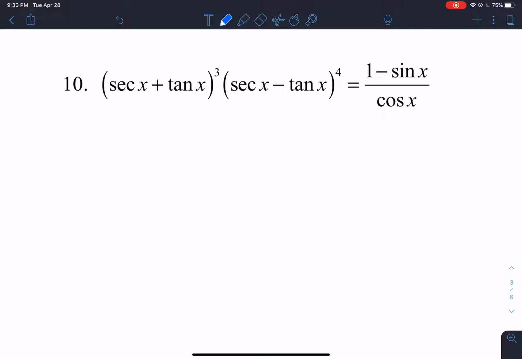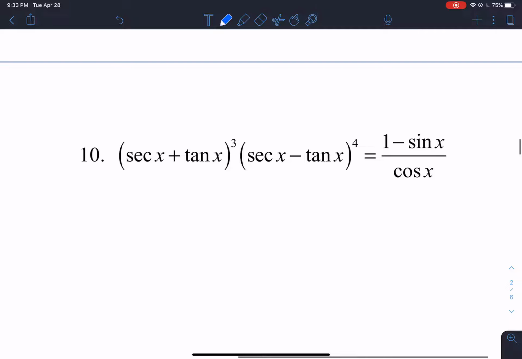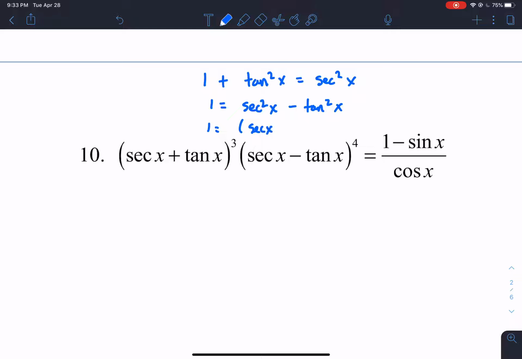Okay, and then number 10. Now number 10 looks kind of crazy. Now you got secant plus tangent and secant minus tangent. Now, you know that 1 plus tangent squared is secant squared, so we know then that 1 must be secant squared minus tangent squared. Now how do you come up with secant squared minus tangent squared if you factor it? So you got secant minus tangent, and then secant plus tangent.